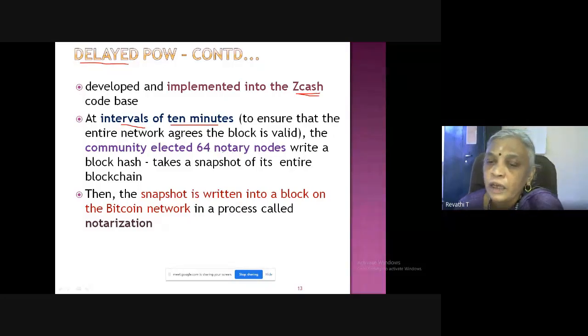And for these notary nodes, they will be selected based on election, community election. 64 notary nodes will be there, and they will write this hash. They take a snapshot of the entire blockchain, and it will be written into the block. It will be written as a block in the Bitcoin network. That's called notarization. So the main advantage here is that security is more.